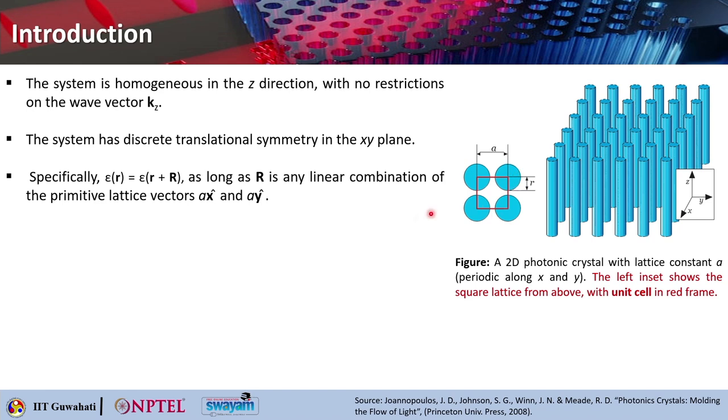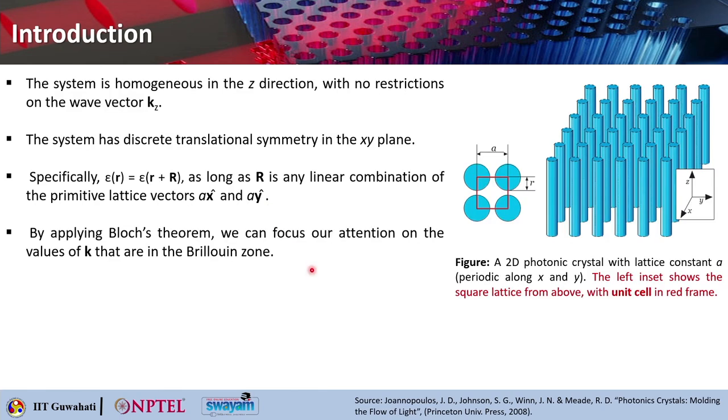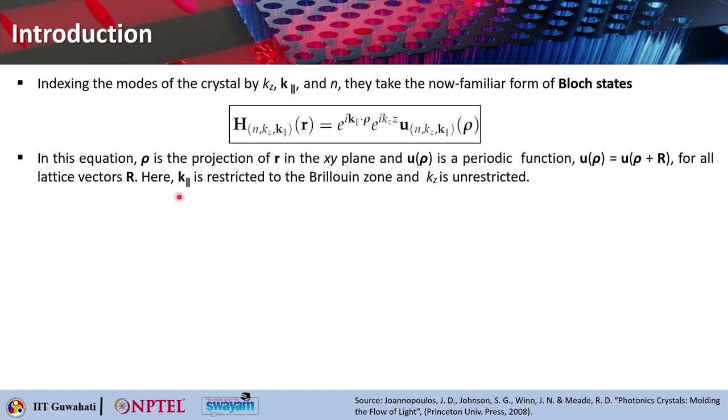So you can think of primitive lattice vectors, small t1 cap equal to a x cap and small t2 cap equal to a y cap. You can think of capital R as any linear combination of these two primitive lattice vectors. Now if you apply the Bloch theorem, you can focus our attention on those values of k that are within the Brillouin zone, by indexing the modes of the crystal by kz, k parallel and n. What is n? n represents the band number. You can now write the familiar form of the Bloch states.